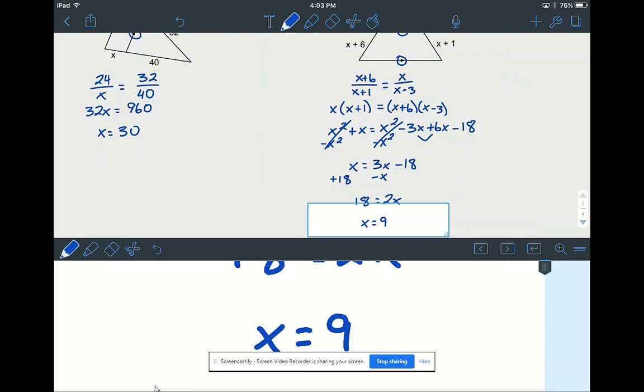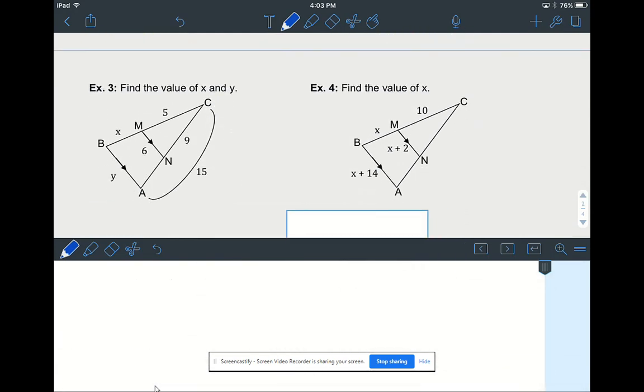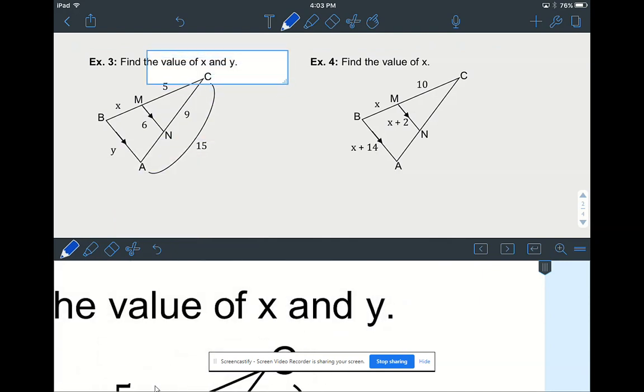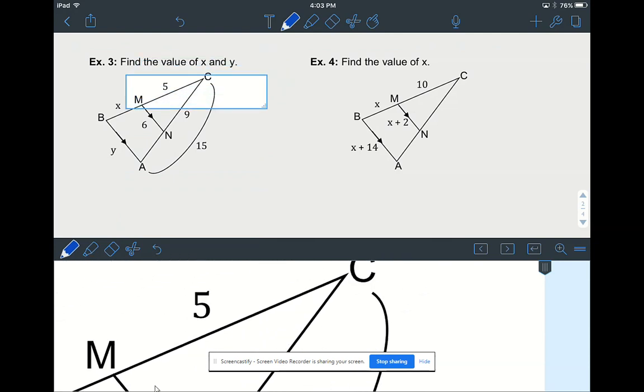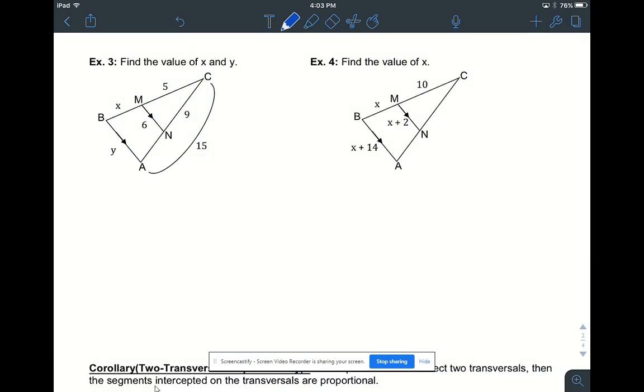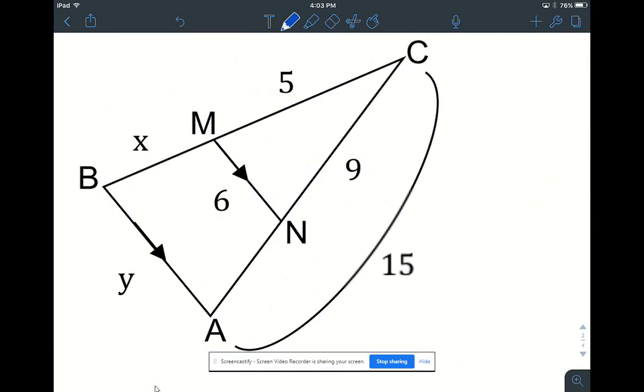All right, flip the page. Let's do examples 3 and 4. On example 3, you have two variables defined this time. So you have x and y. I've got all sides figured out except for, zoom in here. Hopefully you guys see that this side doesn't have a number.